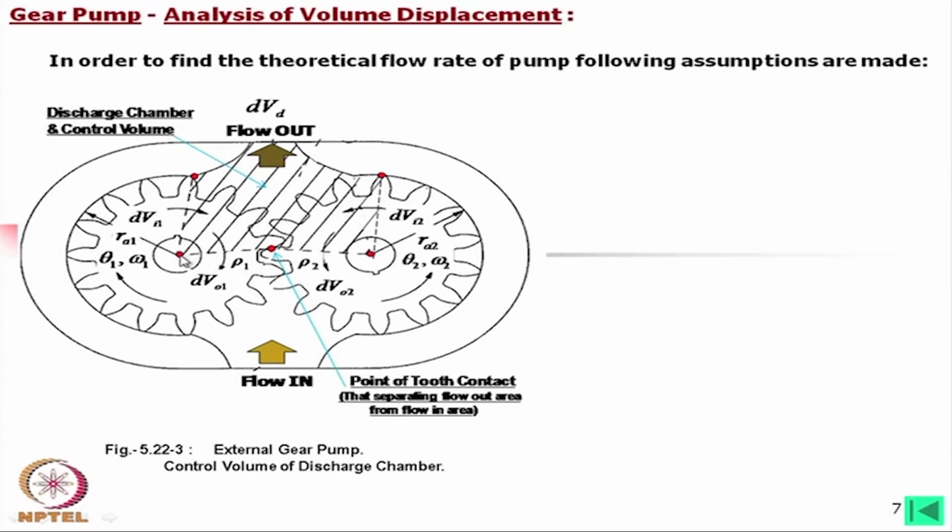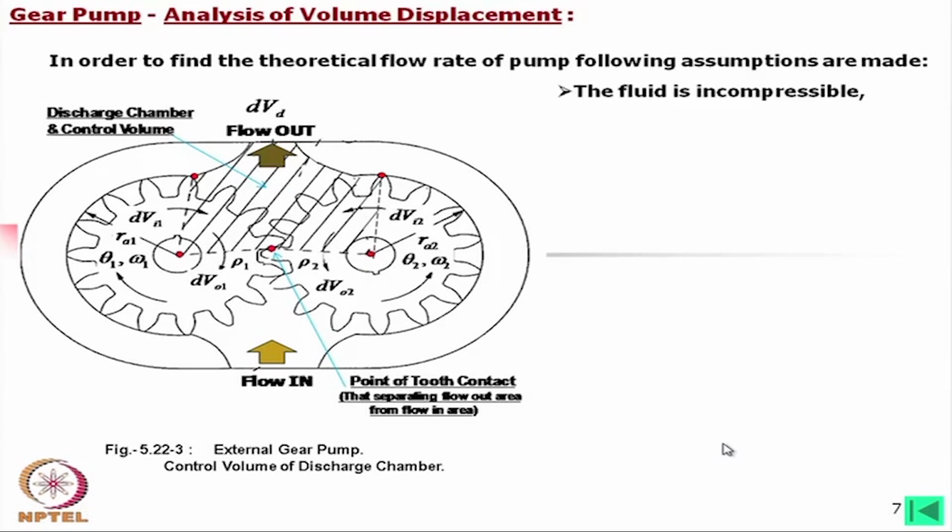However, this rho 1 is the distance between the contact point and the center, and you should remember that this rho 1 and rho 2 are varying as the gear rotates, because this contact point is along the line of action. Therefore, when the contact point moves from one side to the other side, definitely rho 1 and rho 2 are varying.